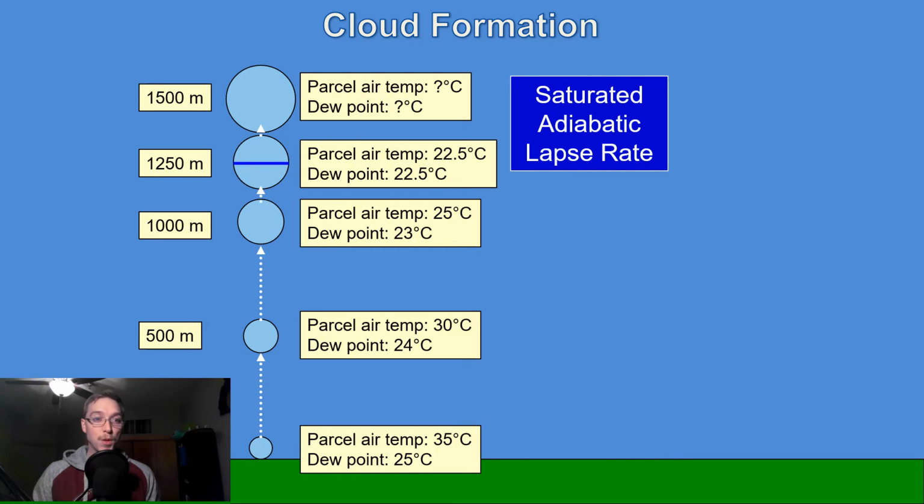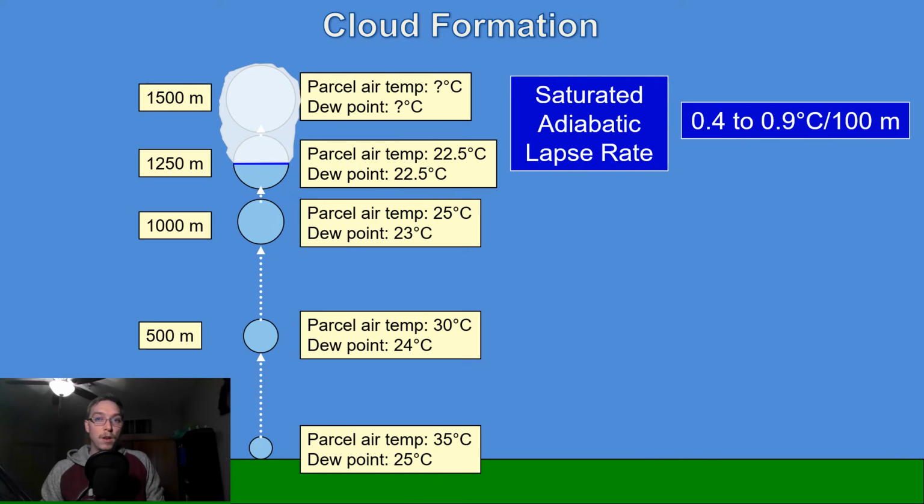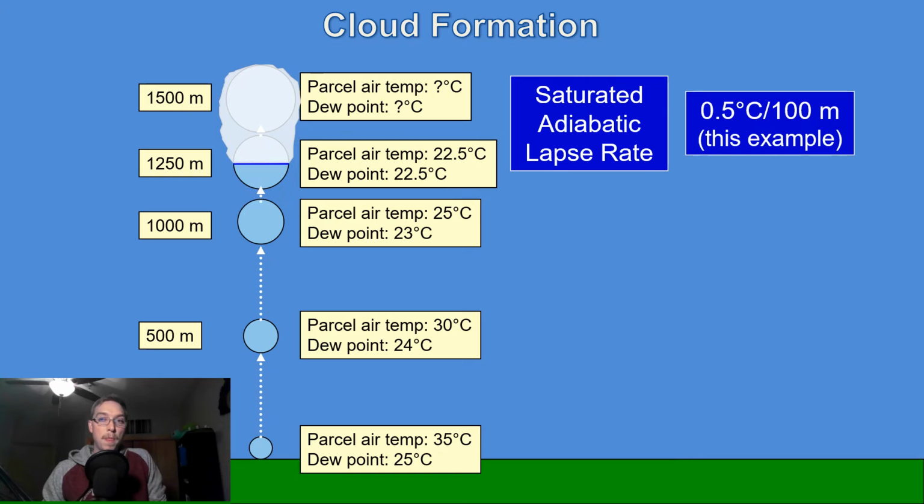So we're at 1,250, we're rising to 1,500. Our clouds are continuing to form here. In this example, we're going to assume that we are changing by a half degree Celsius for every 100 meters. That's not the case. Like I said, it fluctuates between 0.4 and 0.9 degrees Celsius, typically. So if we take that into account, we're at 22.5 degrees Celsius for our parcel of air. We rise another 250 meters into the air. We'll drop to 21.25 degrees Celsius for our parcel of air temperature.